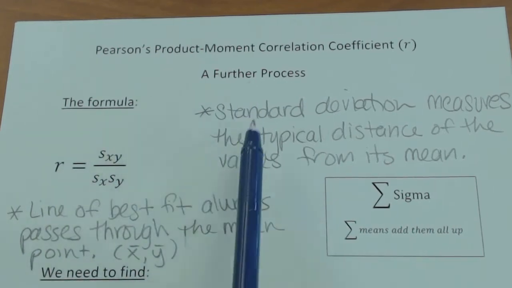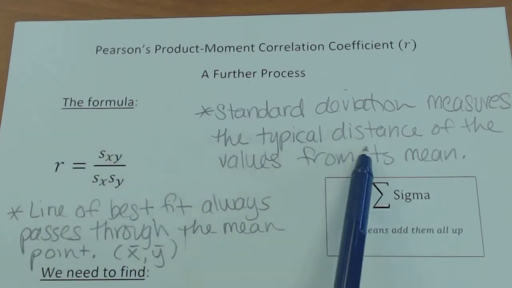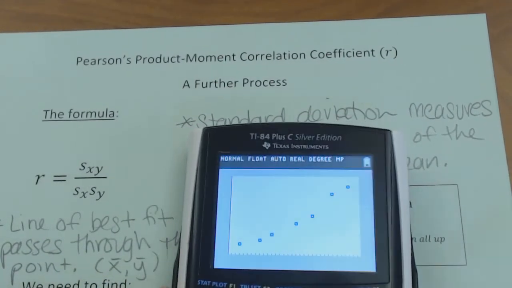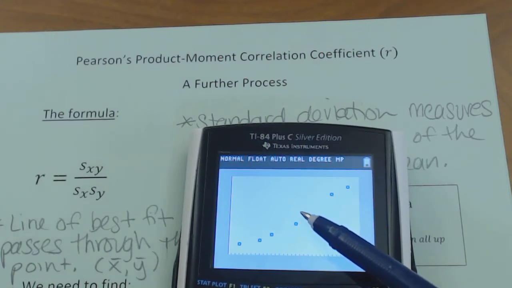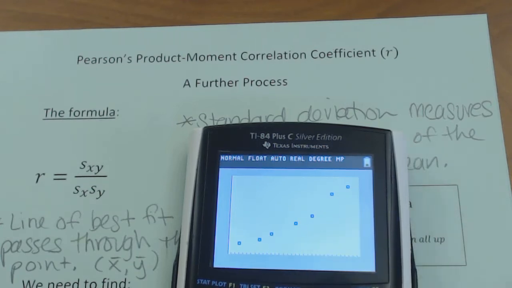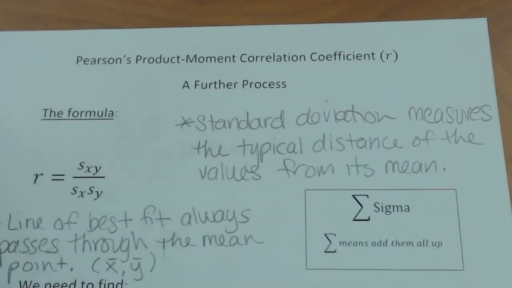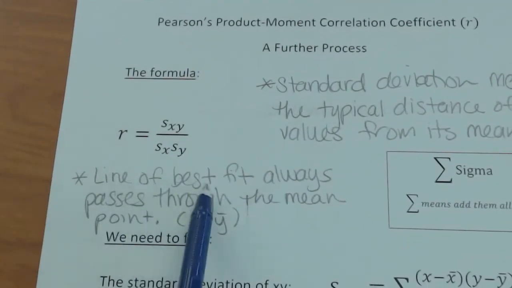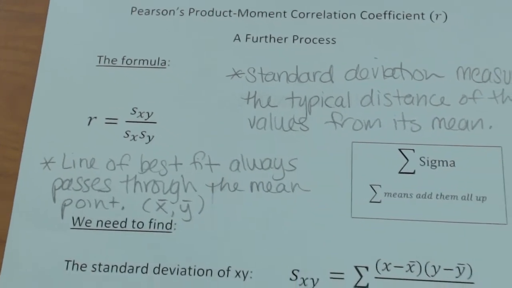The standard deviation measures the typical distance of the values from its mean, and that's why we were finding the mean point on our calculator. So once you find that middle point or that mean point, our regression line is going to pass through it. So we want to know how far each of these points are from that mean point. And that's why we're using standard deviation to calculate the regression. So this is R. The line of best fit always passes through the mean point, x bar, y bar, which is why we need to know how far it is.